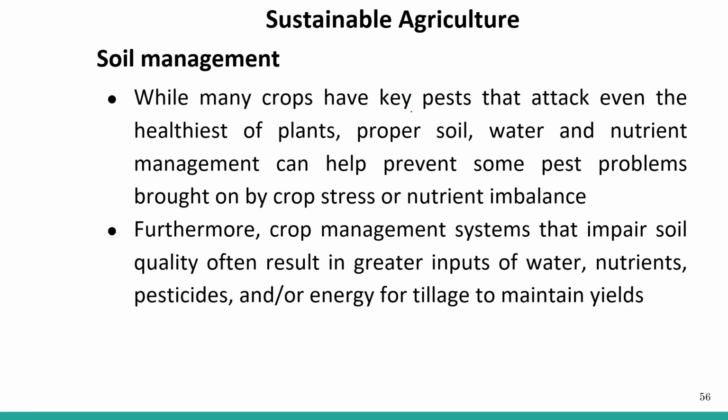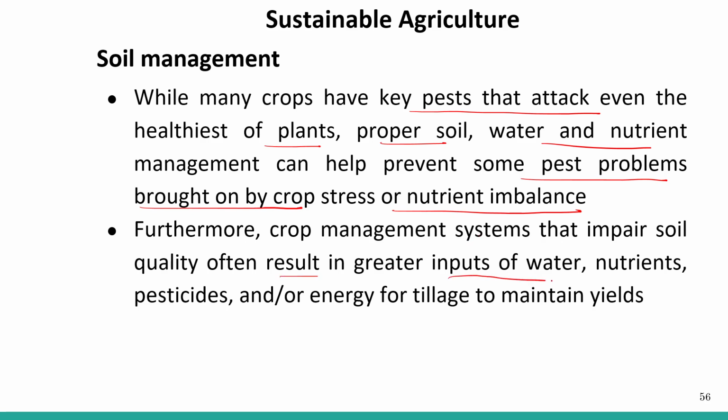While many crops have key pests that attack even the healthiest of plants, proper soil, water and nutrient availability can prevent some pest problems brought on by crop stress or nutrient imbalance. Furthermore, crop management systems that impair the soil quality often result in greater inputs of water, nutrients, pesticides and other energy for tillage and maintaining yields.